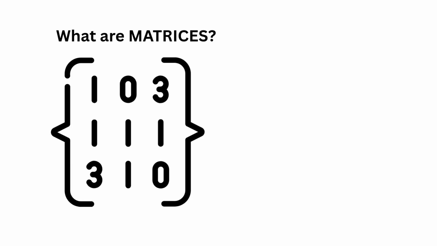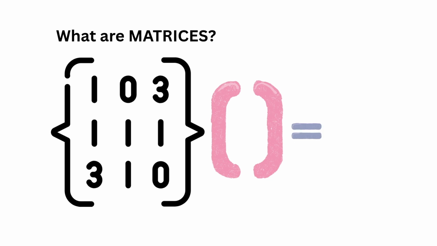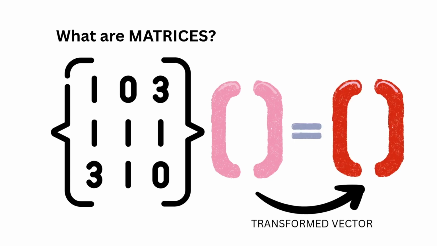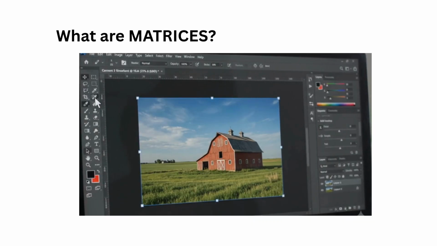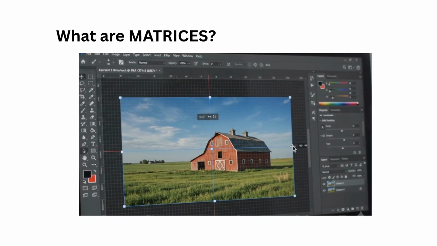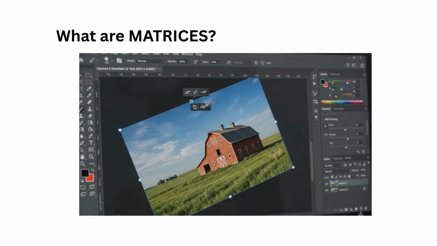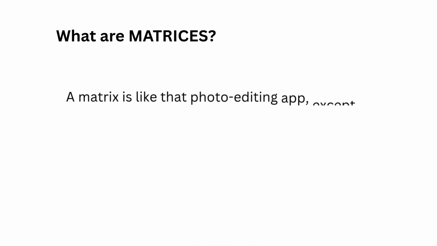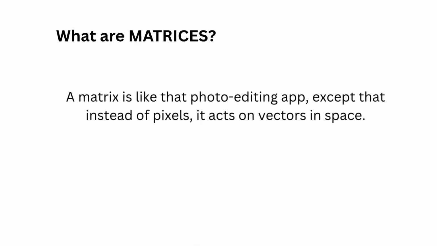Okay, now, what are matrices? You can think of a matrix as a little box of vectors. But those vectors aren't random. That little box of vectors becomes a machine that transforms any vector it encounters. Imagine a photo editing tool that can stretch, tilt, or rotate an entire image. Every point in the image moves according to the same rule. A matrix is like that photo editing app, except that instead of pixels, it acts on vectors in space.